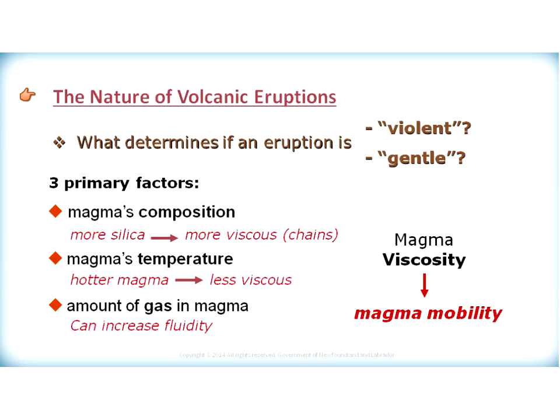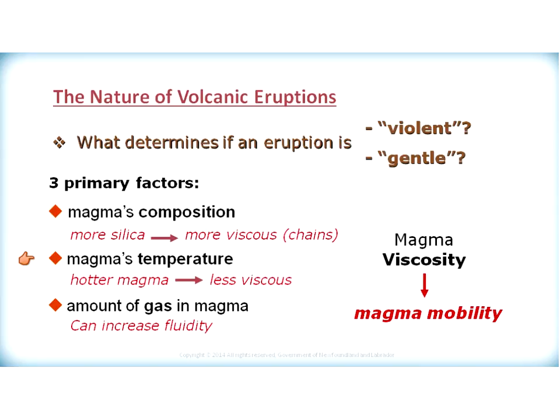Let's first look at the nature of volcanic eruptions. What determines if an eruption is violent or gentle? There are three primary factors that affect the eruptiveness of a volcano. One is the magma composition. The more silica you have in magmas, the more viscous or thick the magma will be.